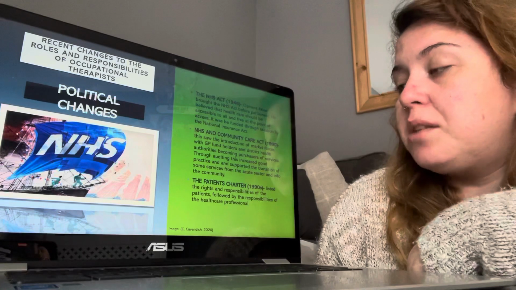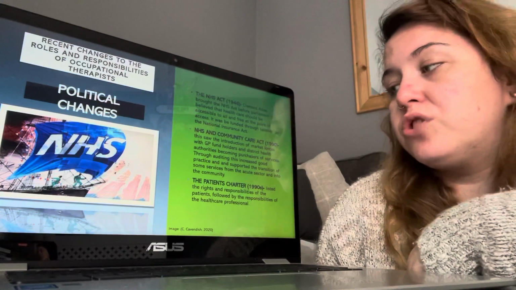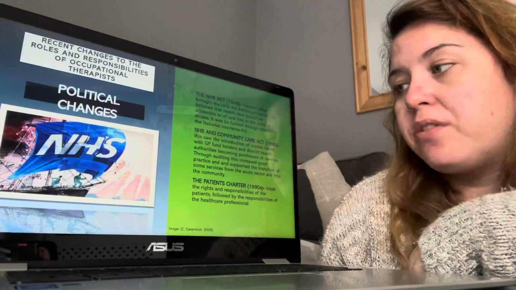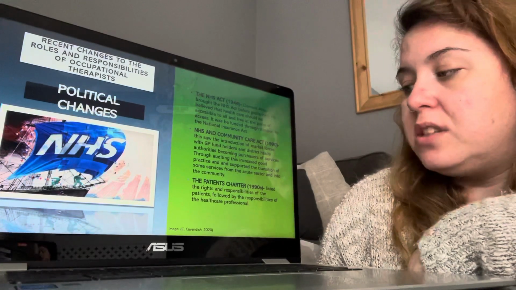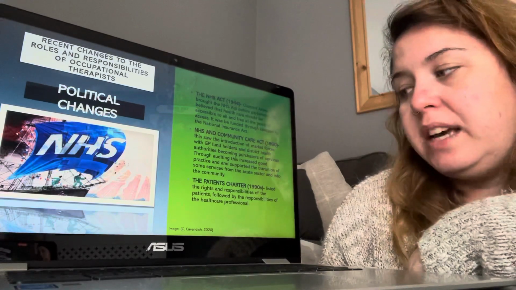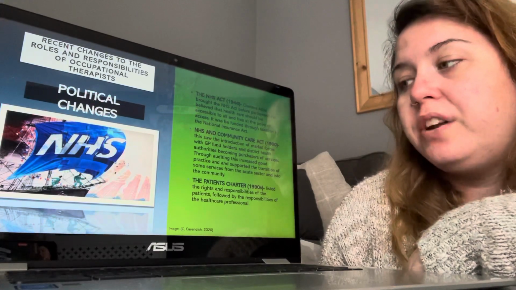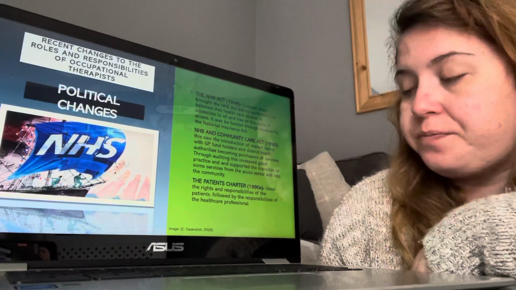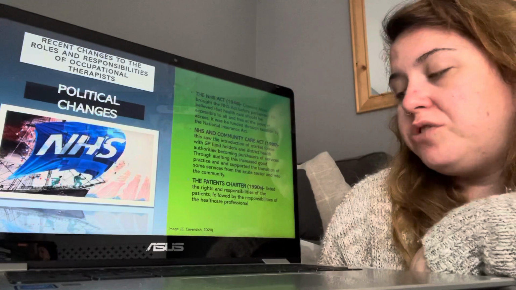The NHS and Community Care Act. This saw the introduction of market forces, with GP-funded stakeholders and district health authorities becoming purchasers of services. Through auditing, this increased good practice and supported the transition for some services to go from the acute sector into the community. And then the Patients' Charter in the 1990s.